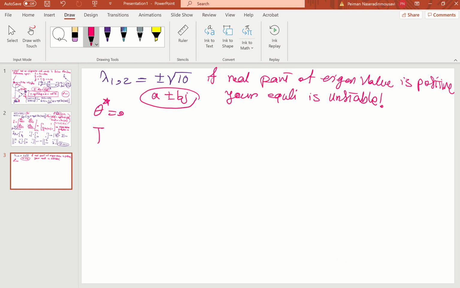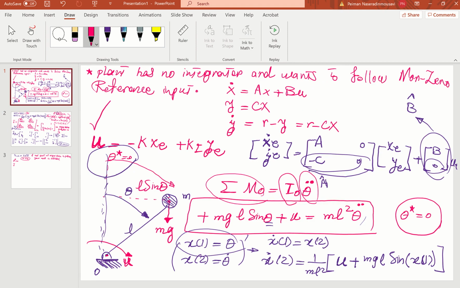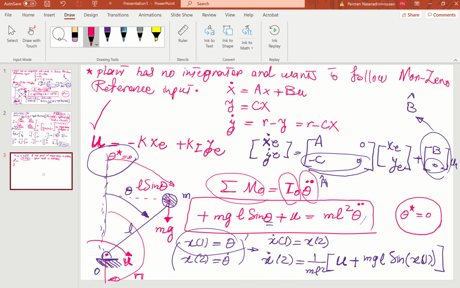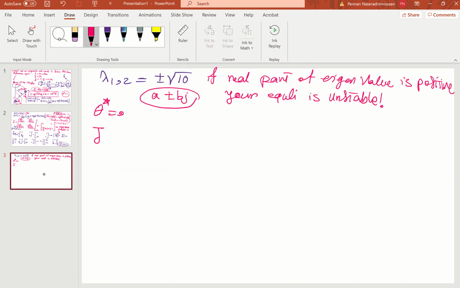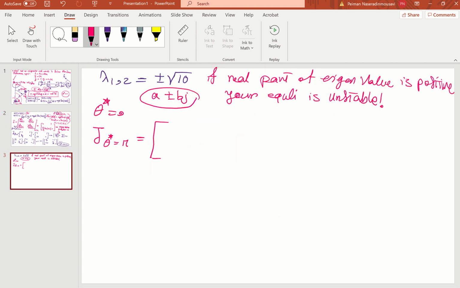Now if you evaluate around, say, pi, the second one, pi is this point, guys. Here's pi, that's right, at the bottom. So if you take the Jacobian at pi, your Jacobian becomes like this: 0, 1, cosine of pi is minus 1, so minus 10 and 0.